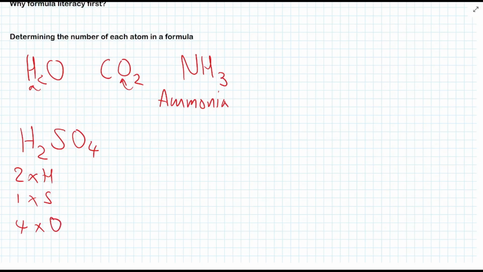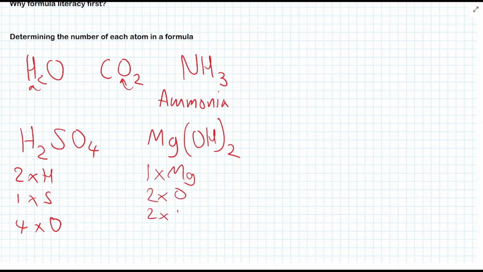If we want to make the number count to more than one thing, we use brackets. So a good example of this are the group 2 hydroxides that you'll be studying at A level. And here this bracket tells us we got 1 lot of magnesium, but 2 oxygens and 2 hydrogens, because everything inside the bracket is multiplied by the number outside the bracket.